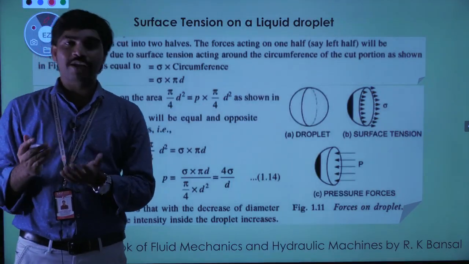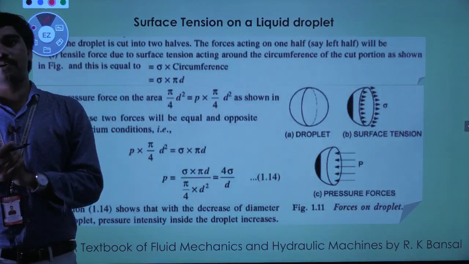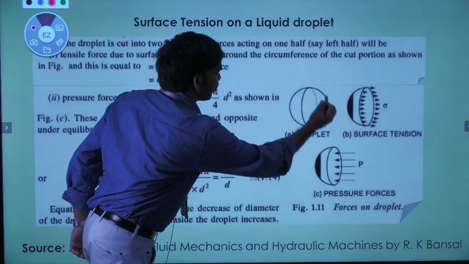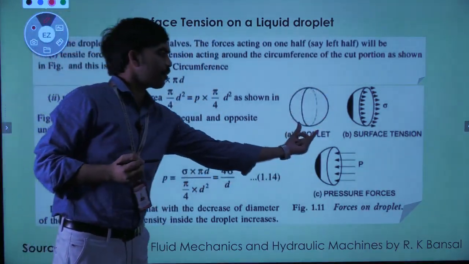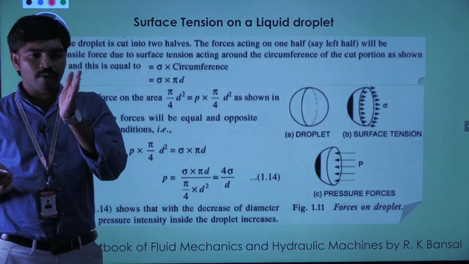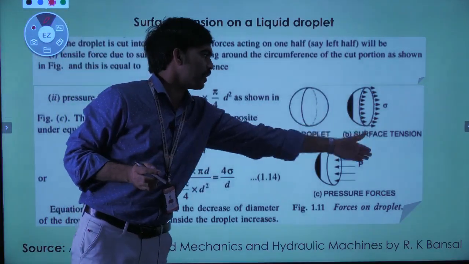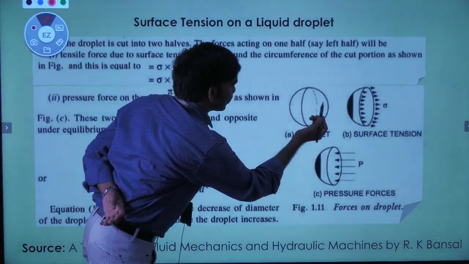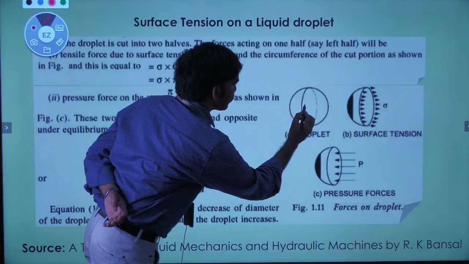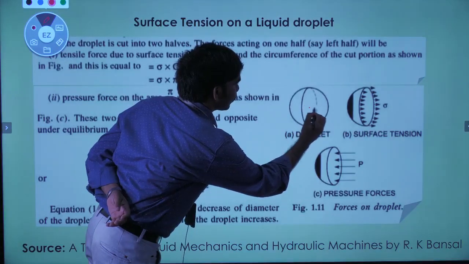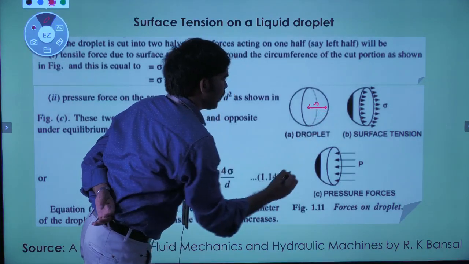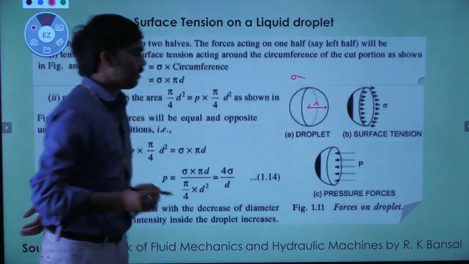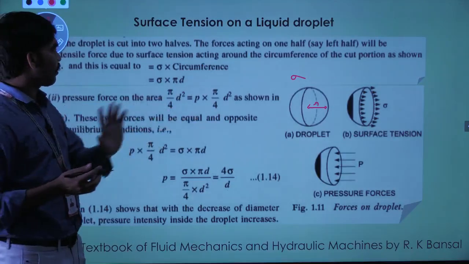Now we are going to derive the expression for surface tension on a liquid droplet. Okay, now I have considered a liquid droplet, a spherical liquid droplet, right? This is the droplet I have considered. Now I have cut the droplet into two halves, right? The radius of this droplet is, for example, r. The surface tension acting on the droplet is sigma.